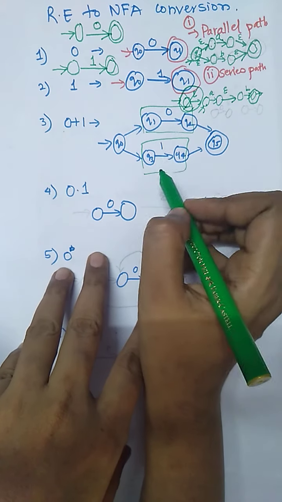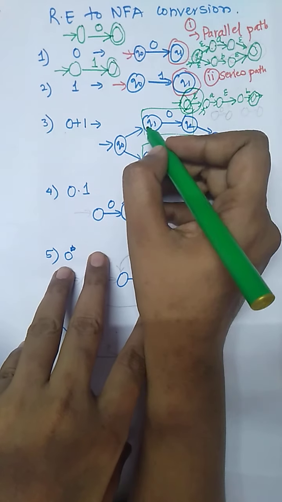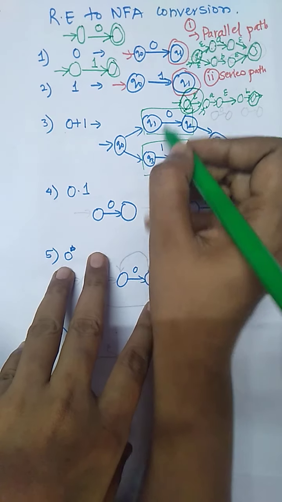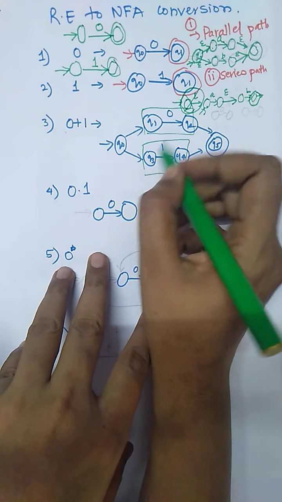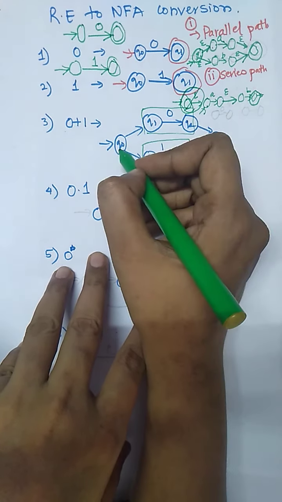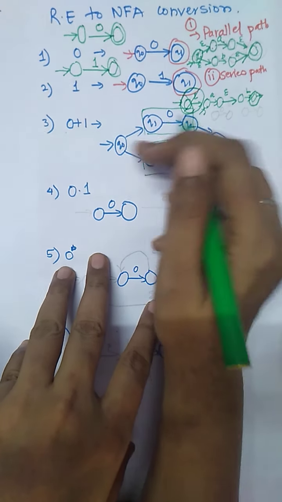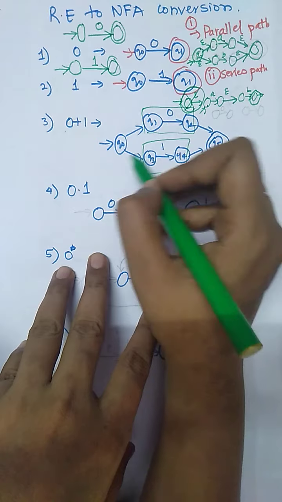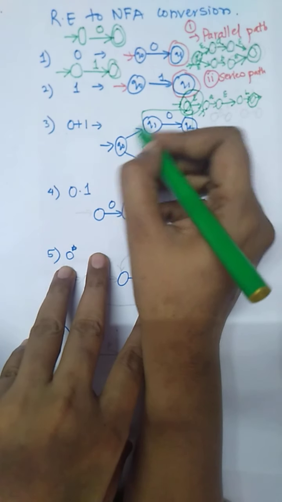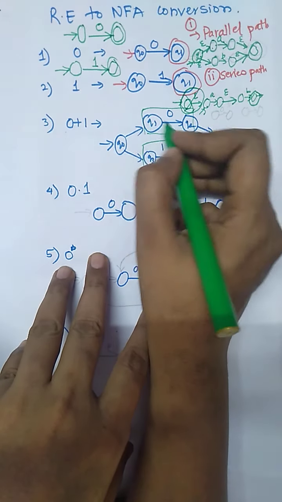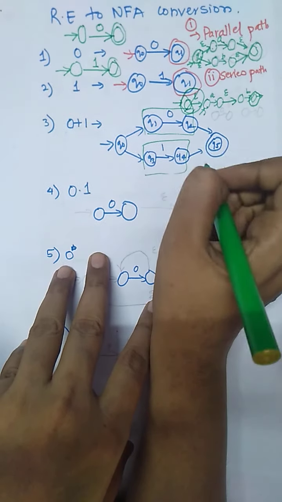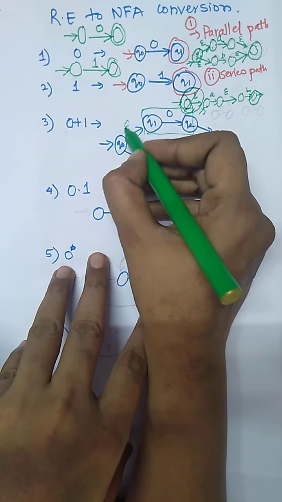In the parallel fashion, this is a temporary initial and final state of 0, and a temporary initial and final state of 1. But in parallel we should have a common initial state and a common final state. This is how we have connected 0 plus 1. After connection we have to give suitable names to the states, and on the empty arrows on which nothing is mentioned, we have to put epsilon.